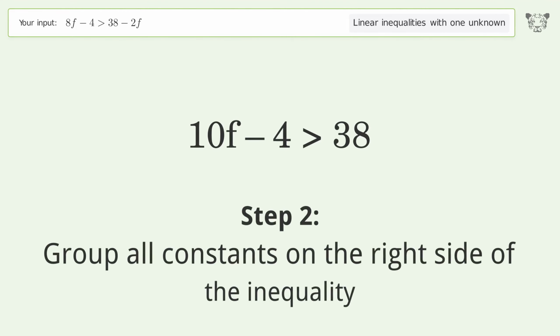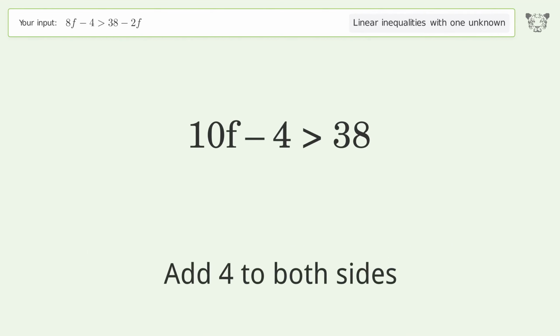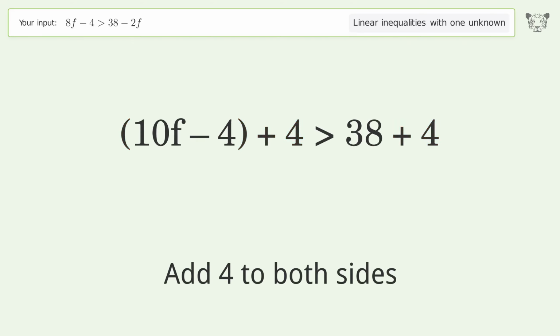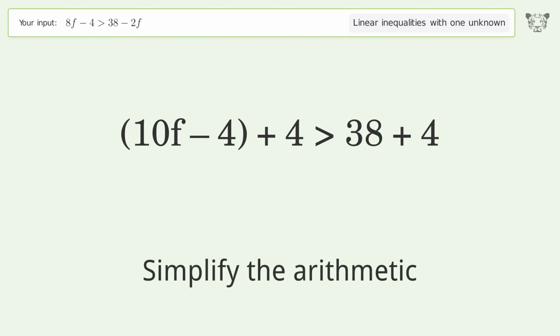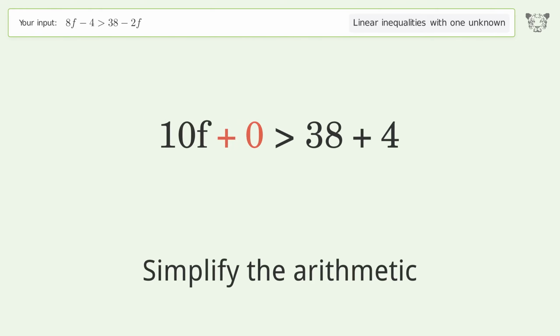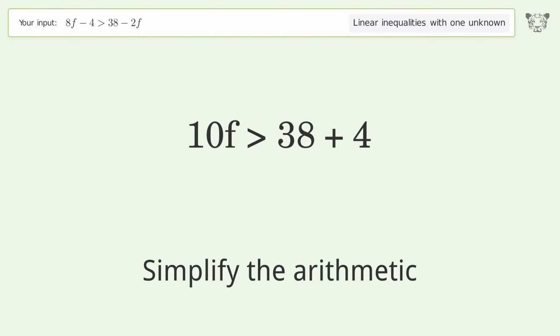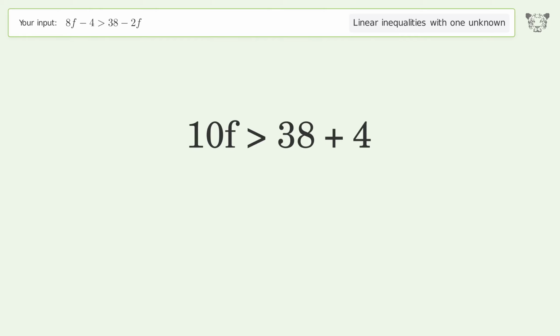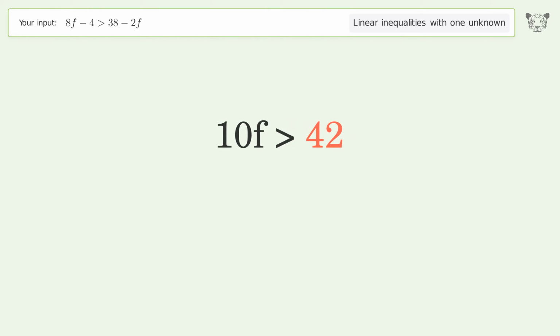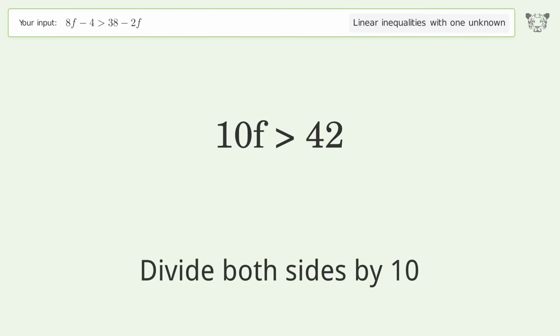Group all constants on the right side of the inequality. Add 4 to both sides. Simplify the arithmetic. Isolate the f. Divide both sides by 10.